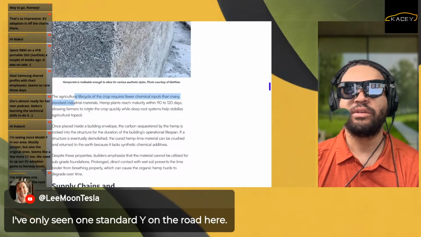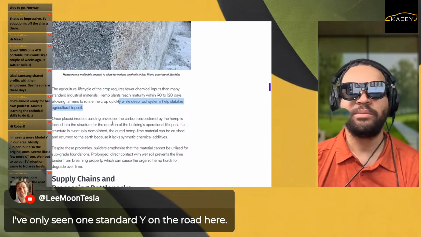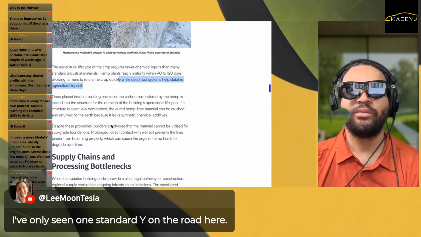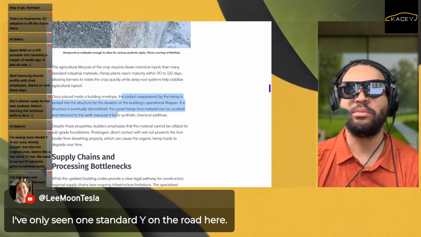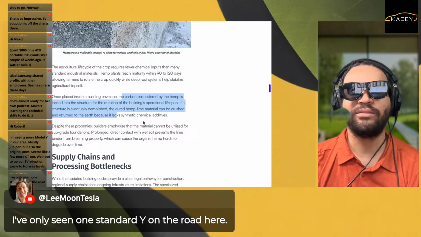The agricultural life cycle of the crop requires fewer chemical inputs. Hemp plants reach maturity in 90 to 120 days, allowing farmers to rotate the crops quickly, while the deep root systems help stabilize the topsoil. Once placed inside the building envelope, the carbon sequestered by the hemp is locked into the structure for the duration of the building's operational lifespan. If a structure is eventually demolished, the cured hemp lime material can be crushed and returned to the earth because it lacks synthetic chemical additives.